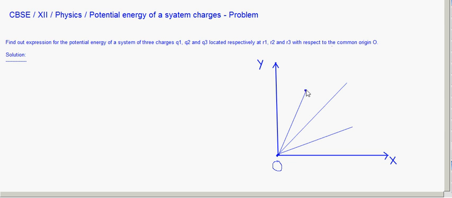Let me say this is Q1 and this is Q2 and this is Q3, and Q1 is at a distance R1, Q3 is at a distance R3 and Q2 is at a distance R2 from the common origin O.